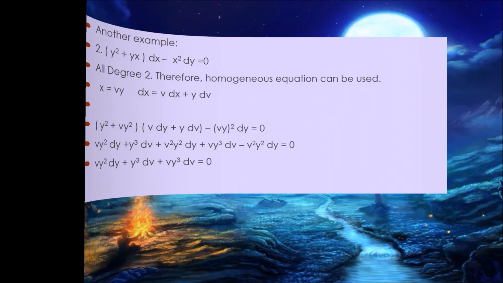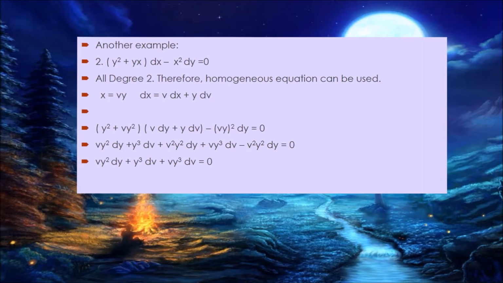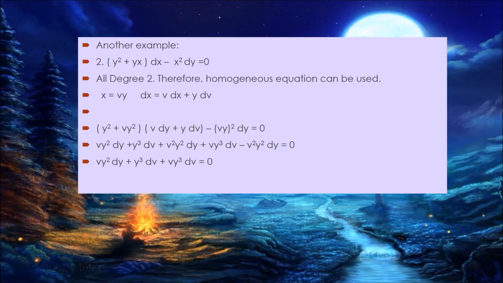For the second example, (y squared plus ys) ds minus s squared dy equals 0. All of these terms are of degree 2, so we can use the homogeneous method. In this example, we use s equals vy. Differentiating it, we get ds equals v dy plus y dv.